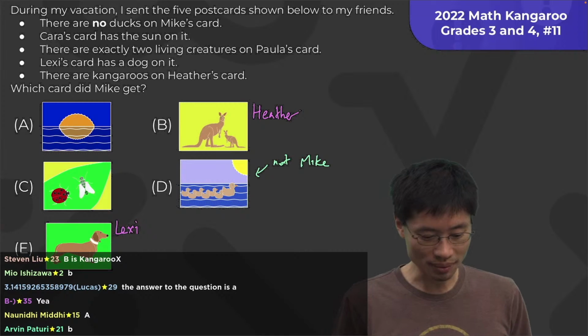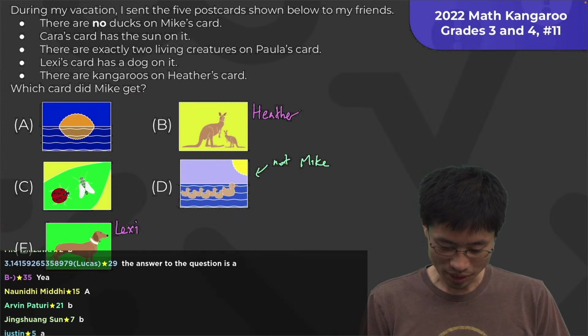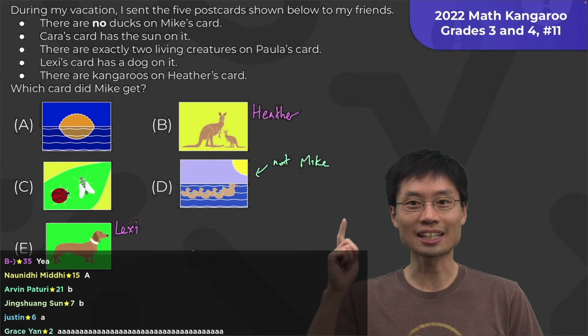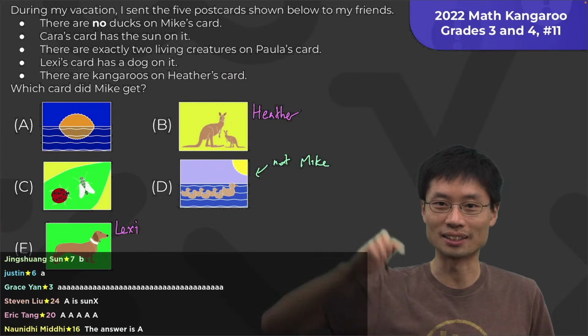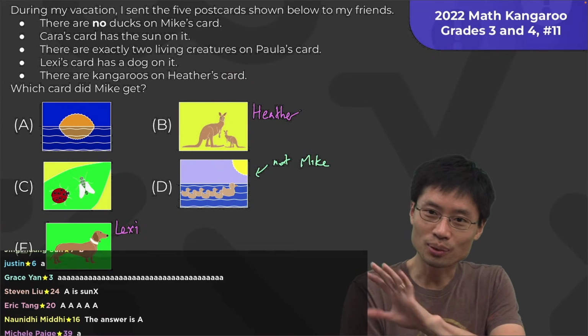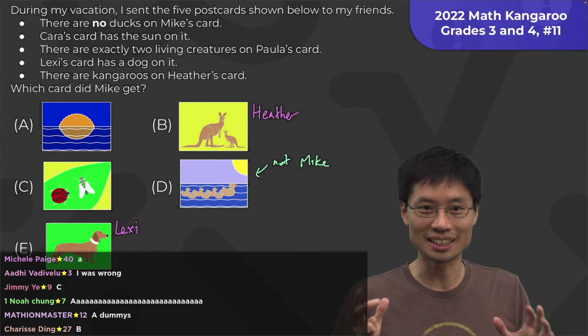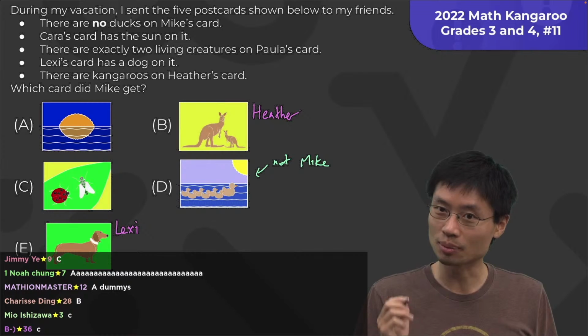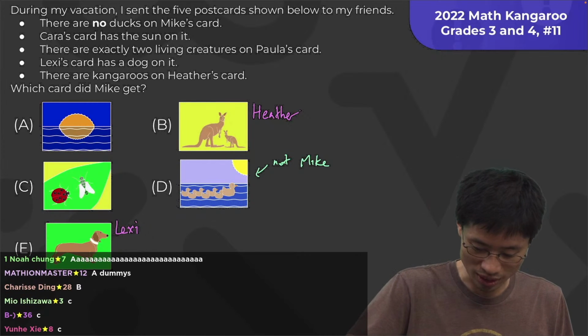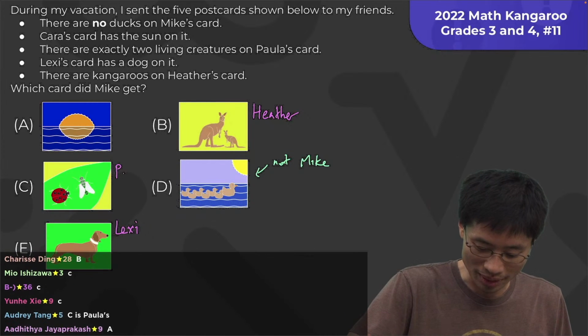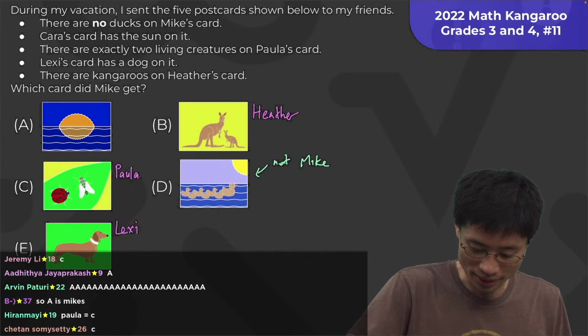Okay. So now I've dealt with Lexi. I've dealt with Heather. What else do I have? Oh, there are exactly 2 living creatures on Paula's card. Given that I've already ruled out something for Lexi and something for Heather, I see lots of people typing C. That's right, C has to be Paula's card because Paula's card has only 2 living creatures on it. So now I'm ruling them out one by one, and now I know that Paula is here.